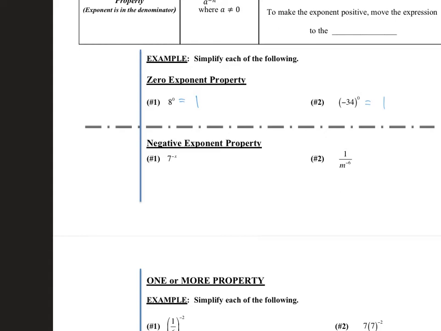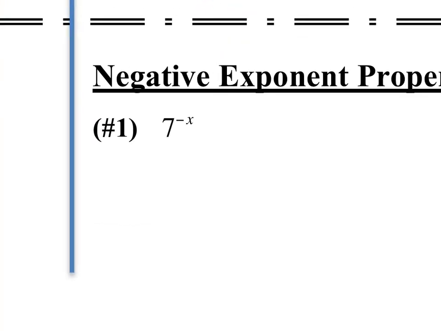All right, negative exponent property. We have 7 to the negative x. In this case, we have a negative exponent. This is all in the numerator, so I'm going to put this over 1. We're going to move it to the bottom because it's a negative exponent. So we're going to have 1 over 7 to the positive x, and that's going to be our answer. It's going to be 1 over 7 to the x.